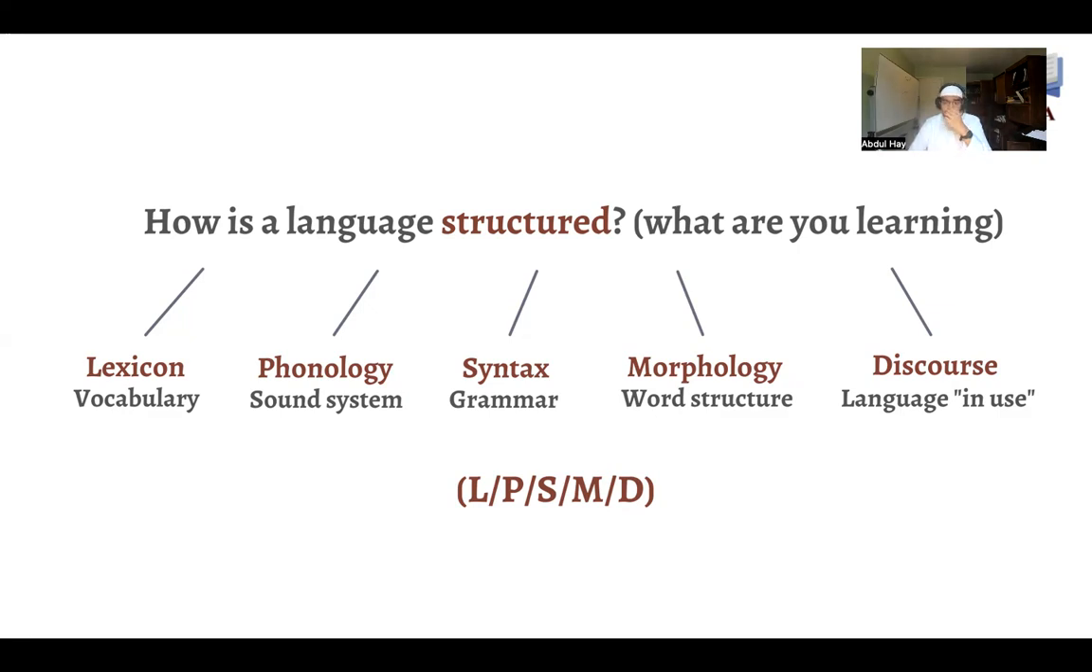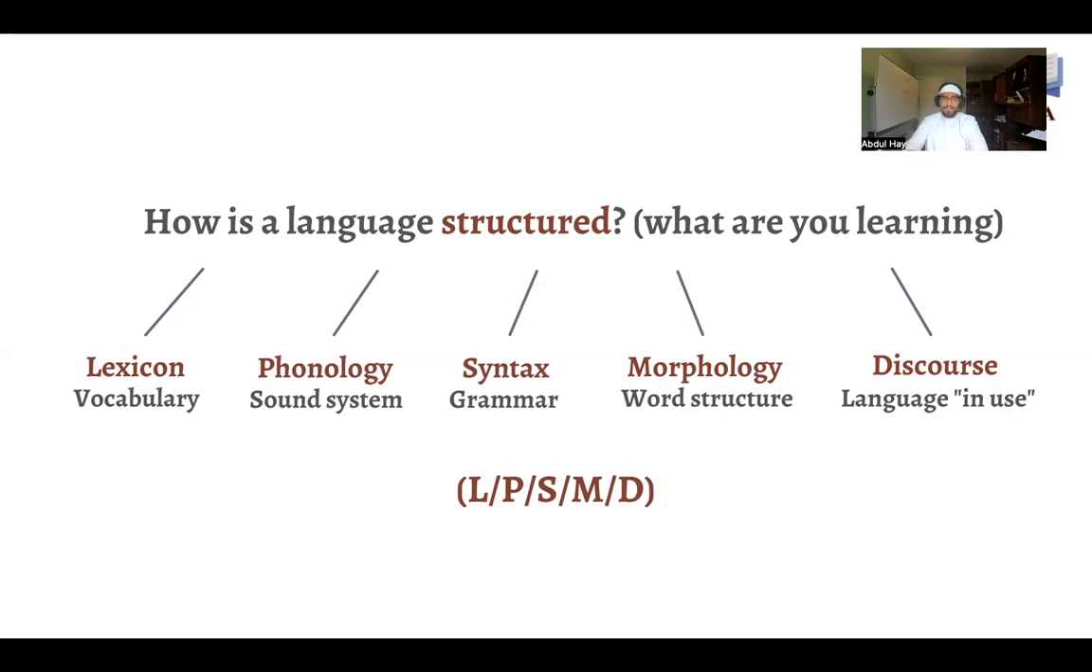Then we have syntax. Syntax is grammar. Grammar is pretty much word order and word accordance: how words relate to each other in a sentence and how they're ordered, subject first or verb first, the verb always being the same gender, if you will, as the subject, and so on and so forth. That's grammar. Then we have morphology.